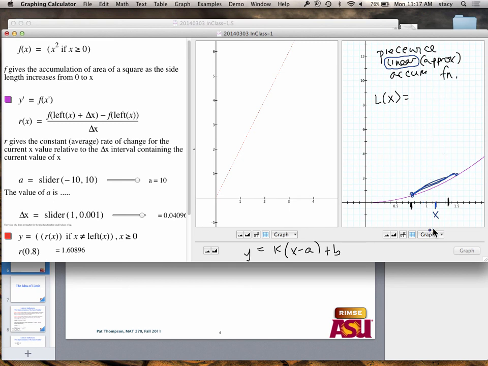So over this interval, what is the rate of change? The constant rate of change. We just developed it, right? That was R of x. So my constant rate of change is R of x at that current x value. How would I represent the change in x?